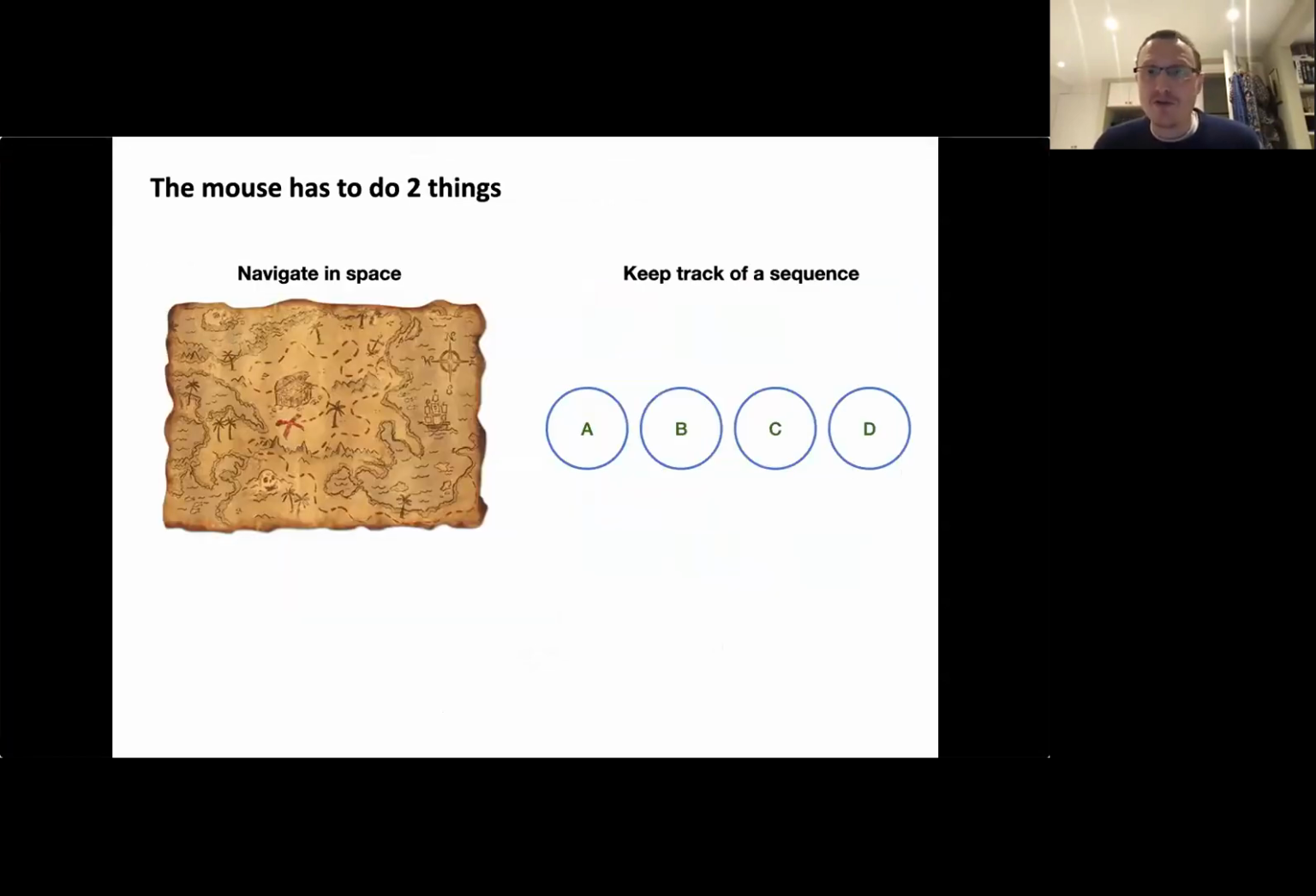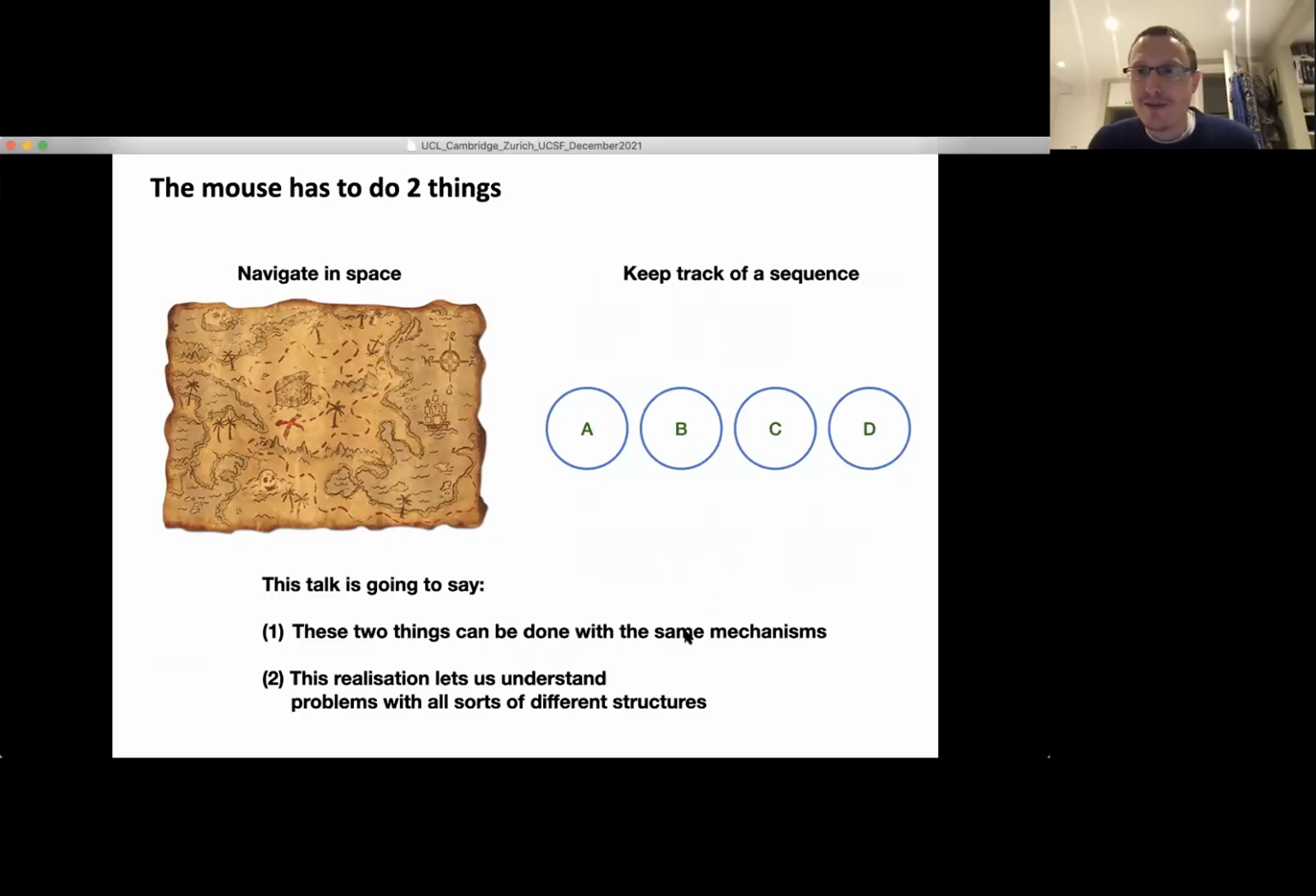This mouse has got to do two things. He's got to navigate in space and he's got to keep track of that ABCD structure. So my talk is going to say these two things are the same thing, basically, or the same mechanisms. And it's going to try to show that if you realize this and think about the underlying mechanism, you can understand problems with all sorts of different structures. And that's how the brain can figure out the structure of problems.